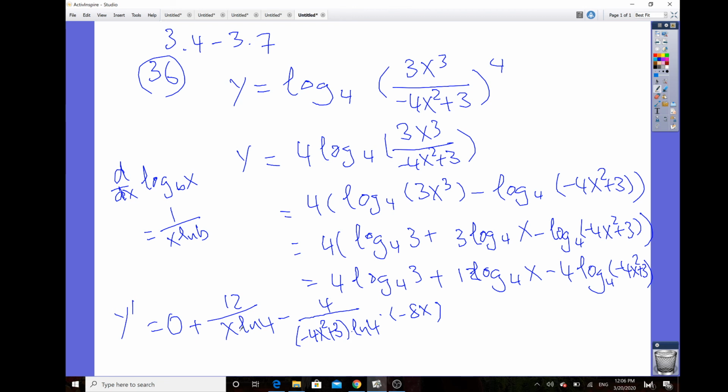It's also from the same packet, but this one is number 37. Okay, so for each problem, find the instantaneous rate of change of the function at the given value. And you may use the provided graph to sketch the functions. Okay, so let's take a look at that one. What I need to do here is change the slide.